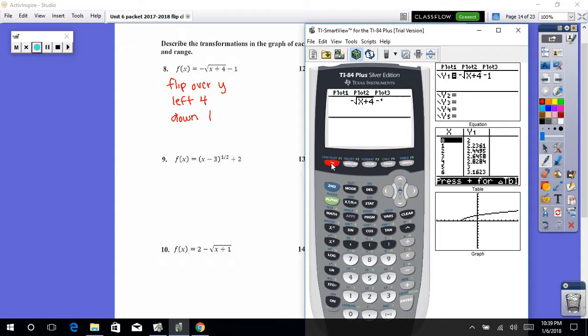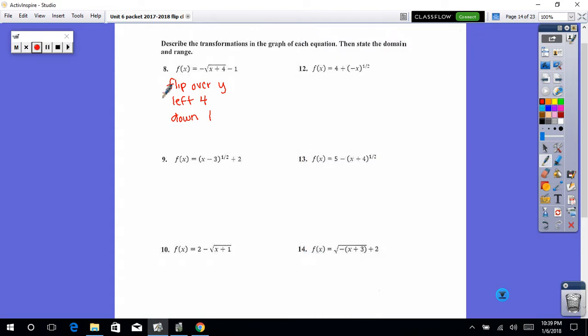And it did not flip it for some reason. I don't know why it's not flipping it upside down. I guess my calculator's got something happening here. Nope, doesn't like that either. Okay, regardless, it would look something like this.